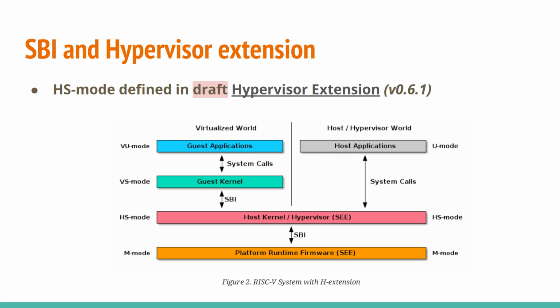So SBI also works with the hypervisor extension, which is currently in draft. So we have an additional thing called the HS mode. So we'll have the guest kernel making SBI calls to the hypervisor in HS mode, and then that'll be making SBI calls down to the machine mode or M mode.